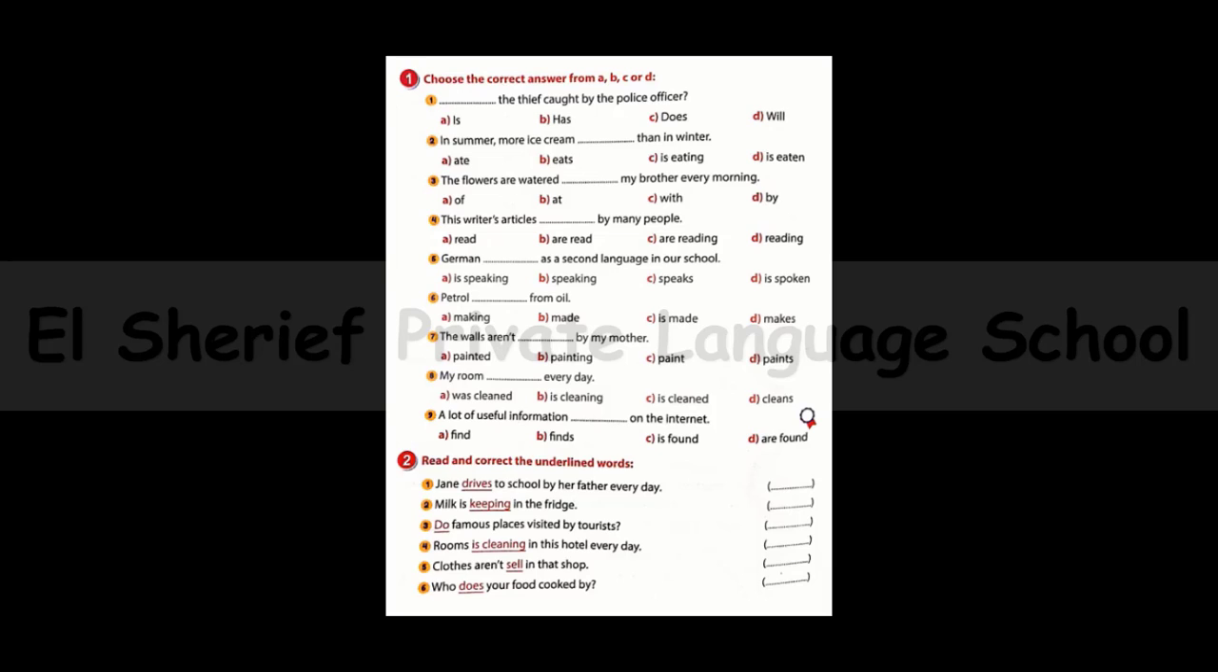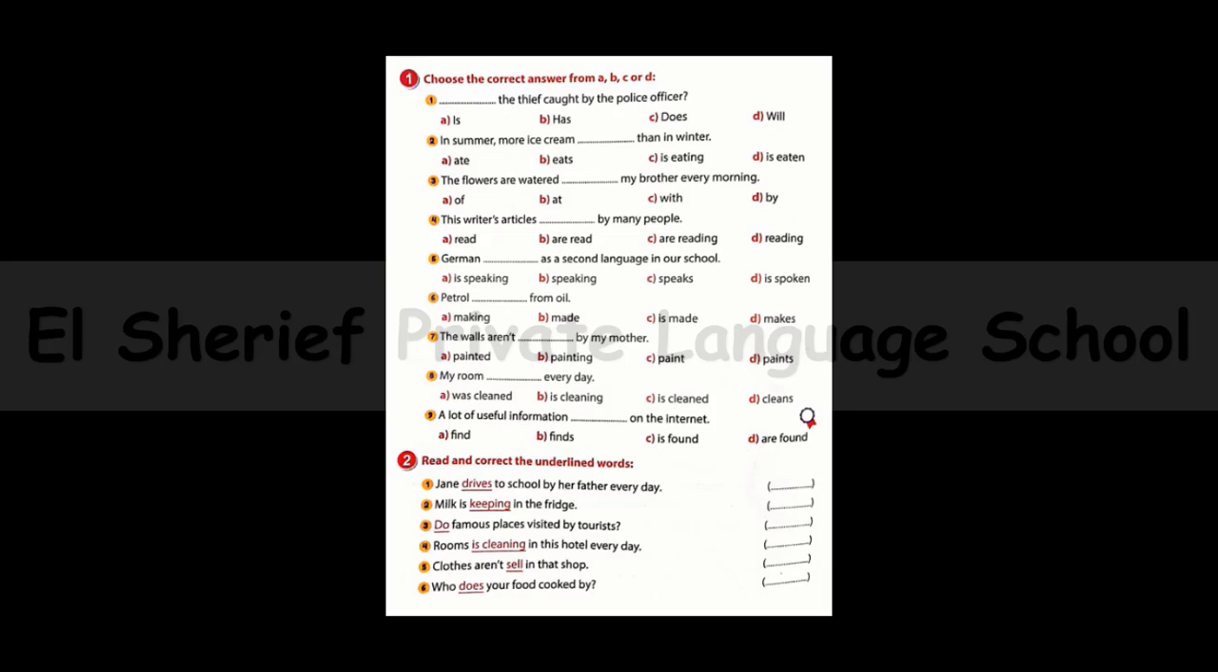And now let's move on to the grammar section. And number 1, choose the correct answer from A, B, C, or D. Number 1, is the thief caught by the police officer? So yes, I'm asking and I'm using the passive form, and it will be, is the thief caught by the police officer? Now number 2, in summer more ice cream is eaten than in winter. So yes, in summer more ice cream is eaten than in winter.